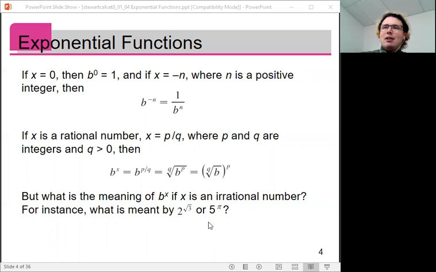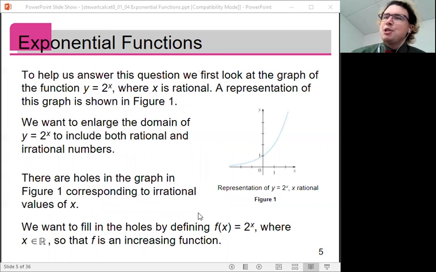But again, what on earth is 2 raised to the power square root of 3? Or 5 raised to the power pi? I better have answers for those things, because at some point I'm going to be taking a function where I say y equals 2 to the power x, x equals pi. What does that even mean? Well, this is what it means.